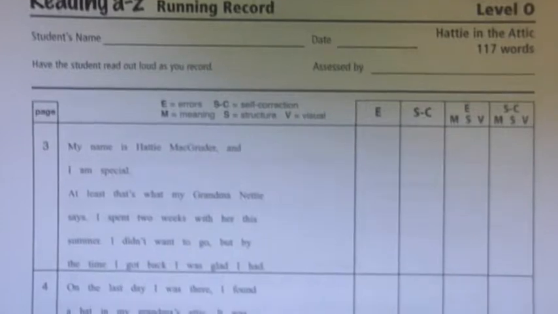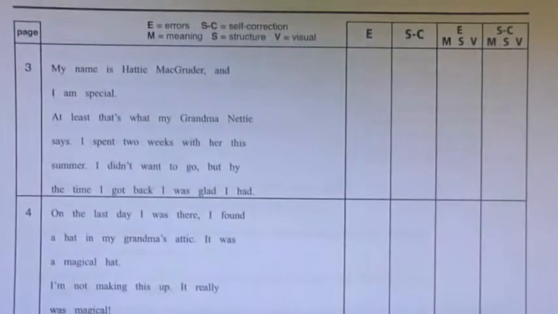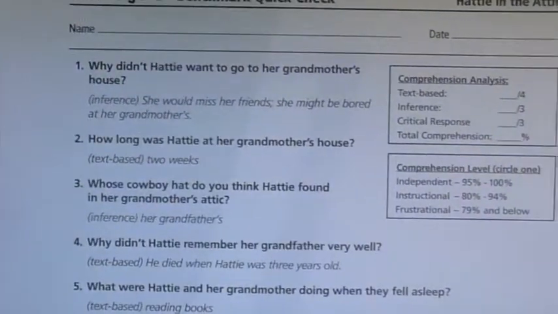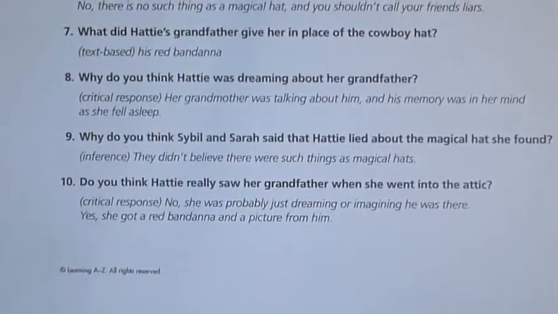Here is one of the running records. As you can see, it makes tracking students' reading very easy. It gives you a place to record their accuracy, their errors, their self-corrections, and so on. This is one of the benchmark comprehension checks. They call them quick checks. They're a great way to see whether or not students have understood what they've read.